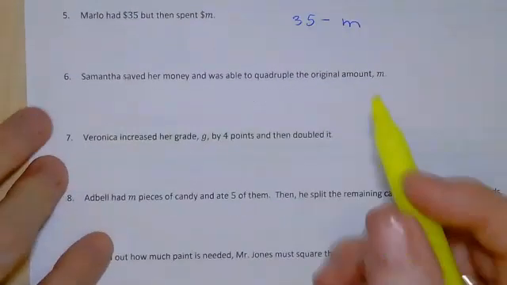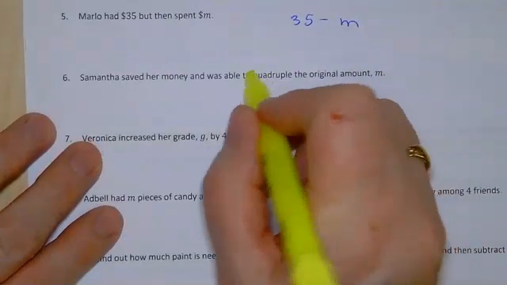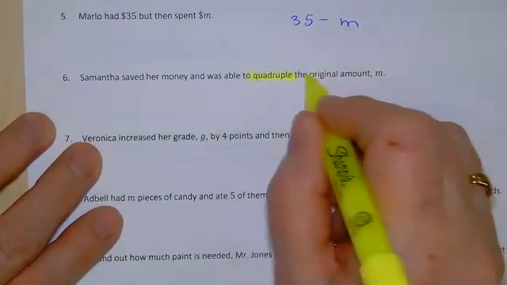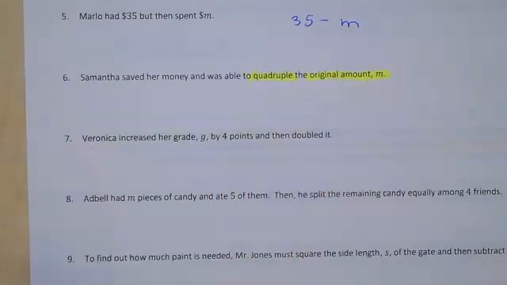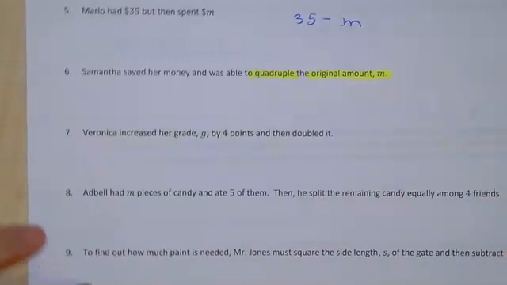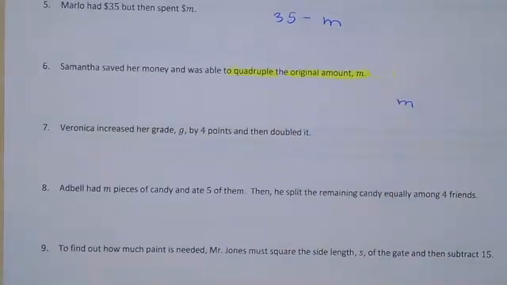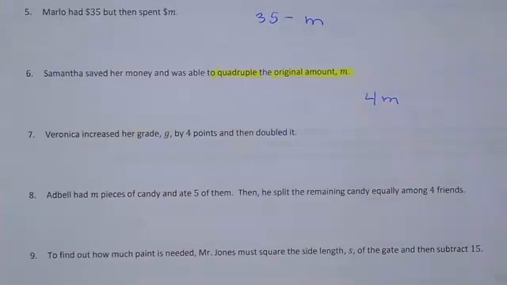Zoe saved her money and was able to quadruple her original amount, which was M. So she had this much money and she quadrupled it. What does that mean, Zoe? 3 times. Nope, quad. 4 times. Woo, she made some money.